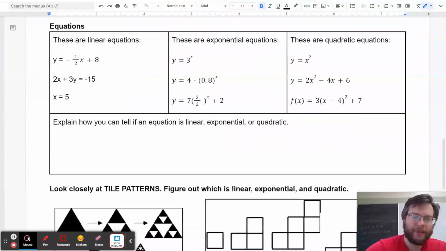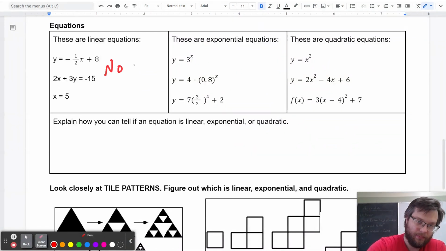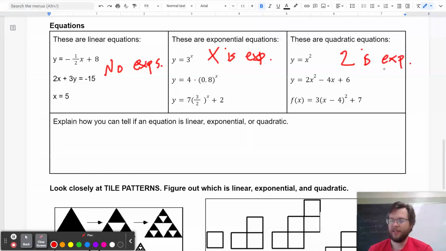Moving along, linear equations, exponential equations, and quadratic equations. What you should notice about linear equations is that there are no exponents. What you should notice about exponential equations is that x is the exponent. And what you should notice about quadratic equations is that 2 is the exponent. And that's the difference between those 3 different types of equations.